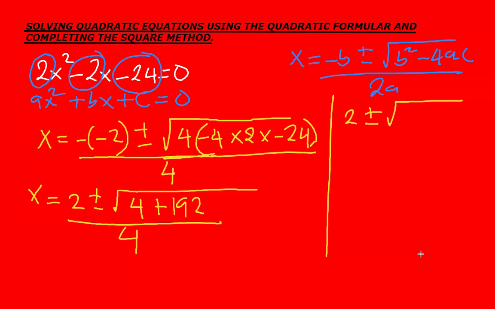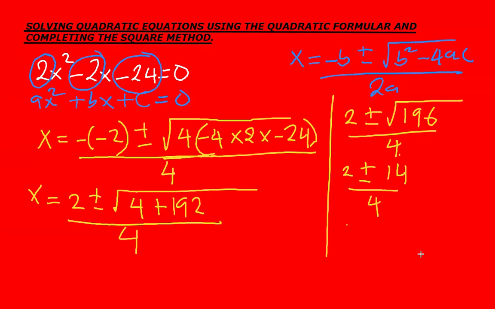196, everything over 4. And that gives us 2 plus or minus, what's the square root of 196? Square root of 196, what do you get? And you're right, it's 14. So 14 over 4. Remember, you're solving for x. Let's now get the solutions.